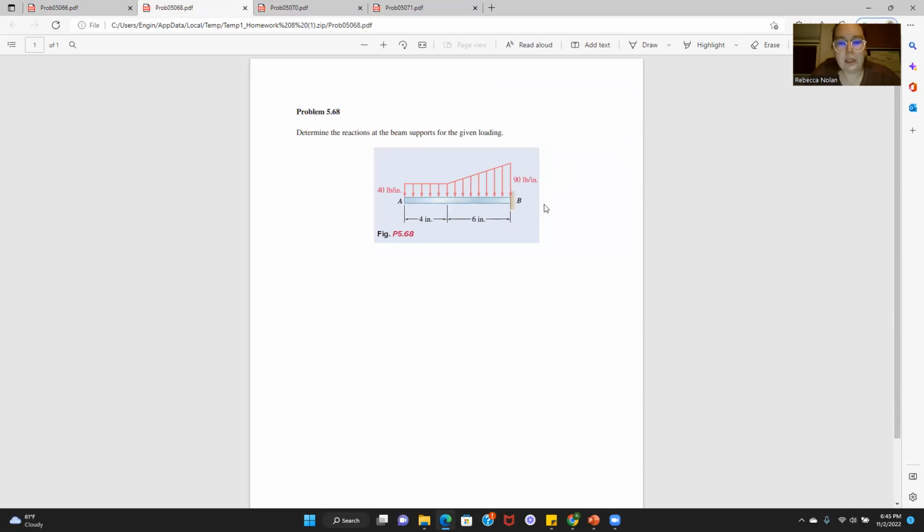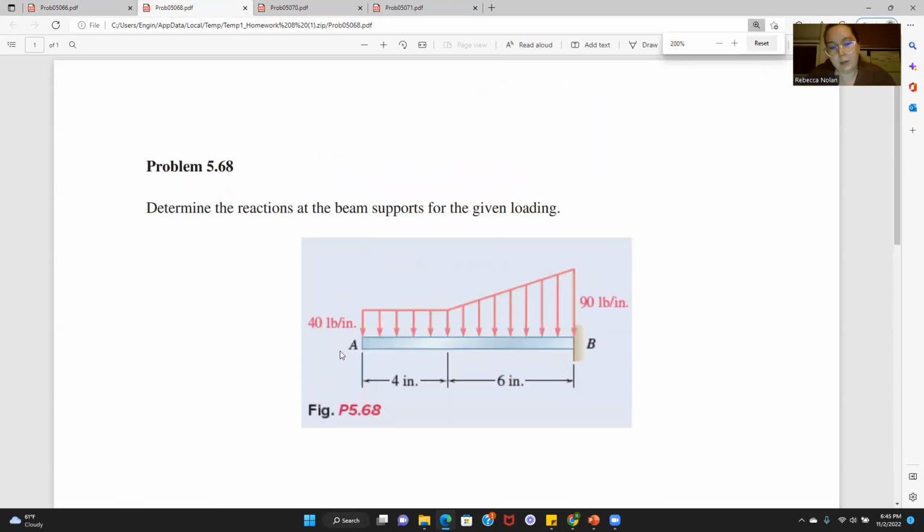This one's a little bit backwards looking. Same type of thing. This one's probably easier to do a rectangle and then a triangle. So remember, if you do that, your rectangle would be 40 pounds per inch all the way across this 10 inches. For your triangle area, it would be important to remember that the maximum height would then be 90 pounds per inch minus 40 pounds per inch, right? Because this is already counted. You can only count an area once. If you count it twice, it's going to mess up your results.